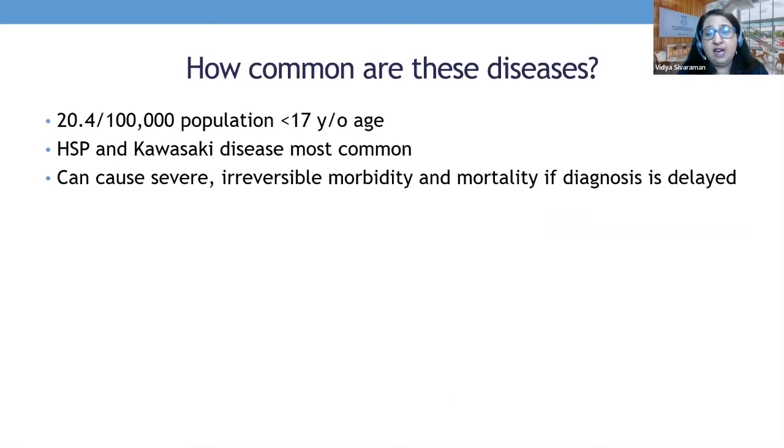So the total incidence of these conditions in the pediatric or childhood age group is believed to be 20 per 100,000 under the age of 17. Now, the two most common ones are probably not even diseases we're going to talk about much, and probably not even diseases that those patients are even on a session like this, because those are the two conditions that are called HSP, or Henoch-Schönlein purpura, and Kawasaki disease.